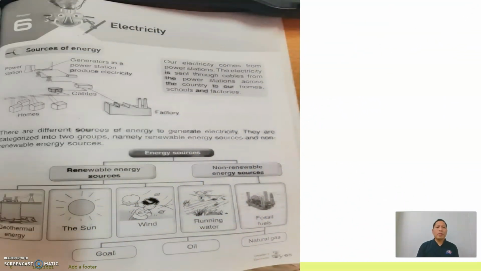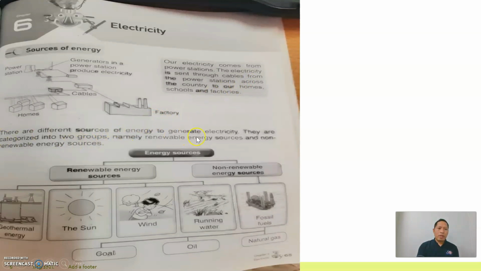It has a power station, and a power station has generators, and the cables use electrical wire, and it's transmitted to homes or even factories. Electricity comes from the power station, but electricity is sent through cables from the power station across the country to our homes, schools, and factories.